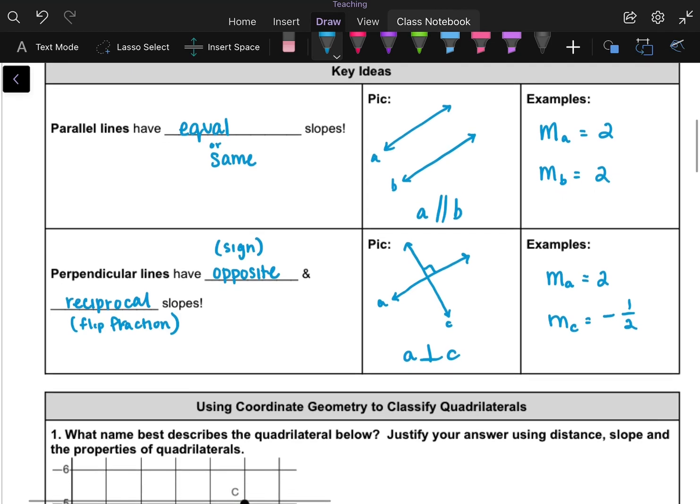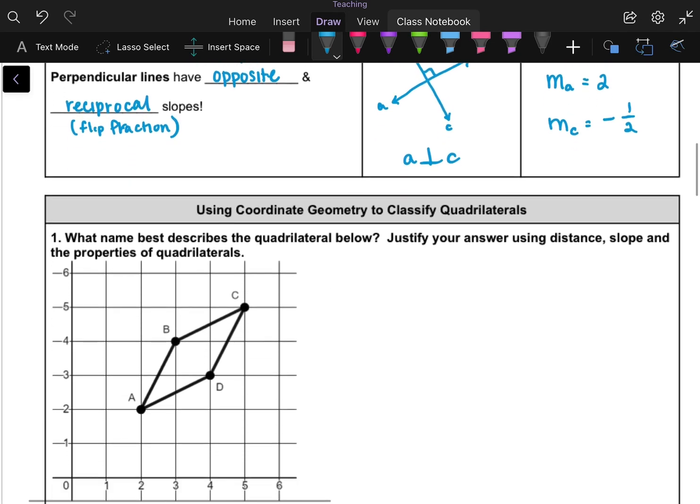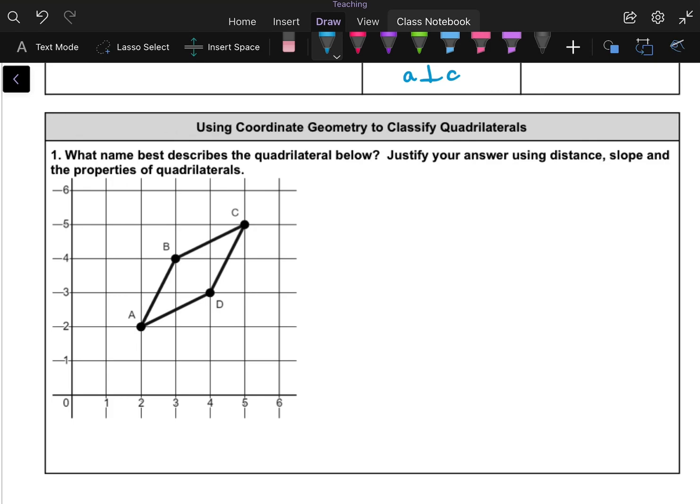Right, so let's use these ideas to talk about coordinate geometry and how we classify our quadrilaterals. So we want to figure out what best describes the quadrilateral below using our distances, our slopes, and our properties of quadrilaterals. So let's first take a look at the slope of these lines and see if these sides are parallel to each other or perpendicular to each other. So we can take a look at these in order. For example, let's just start with side AB.